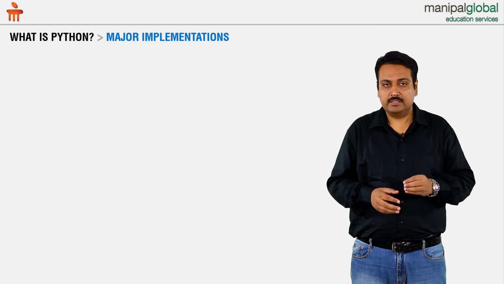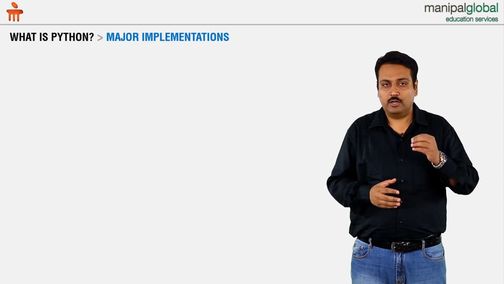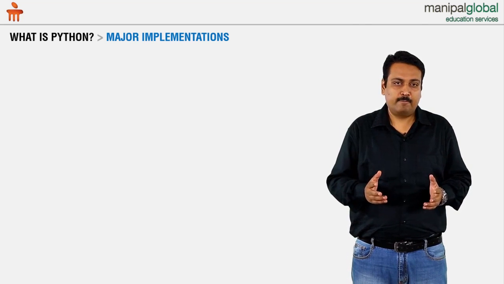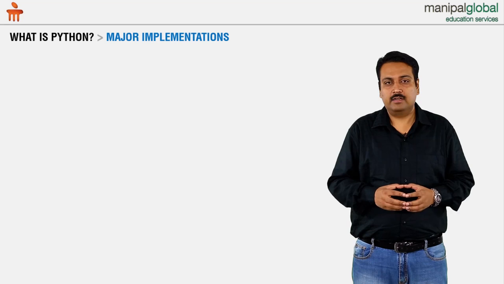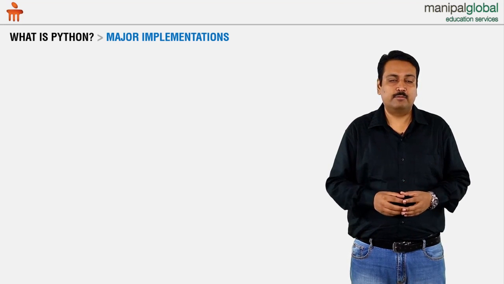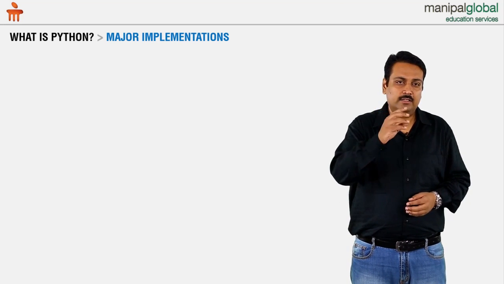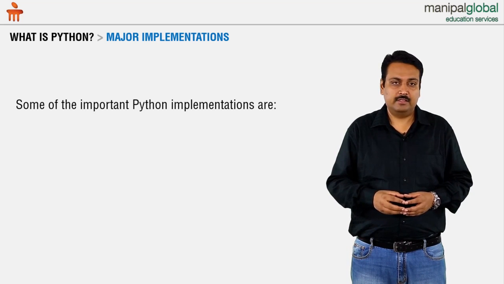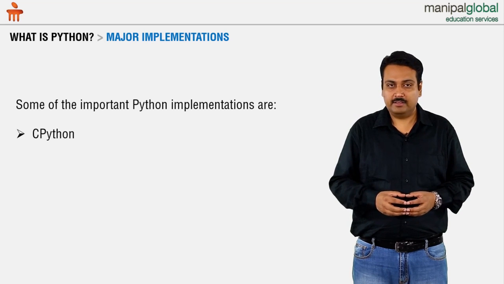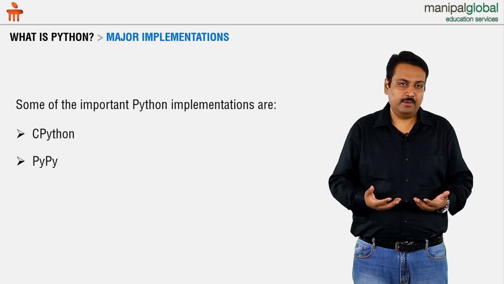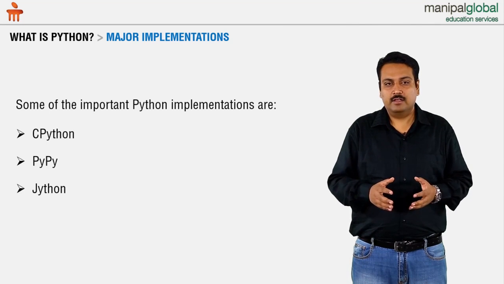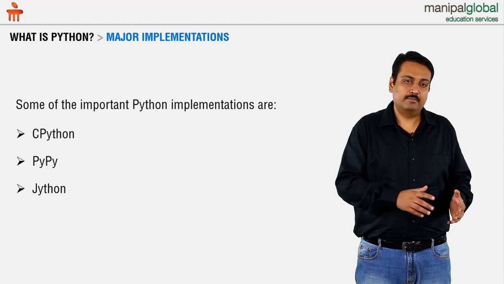And the reason for this is that Python is adopted by various systems, and various companies have developed different flavors of Python. Now, in this section, we will look at the various types of Python that we have. One of the major implementations of Python is CPython. Then we have PyPy, we have Jython. Jython is nothing but Python for the Java platform.